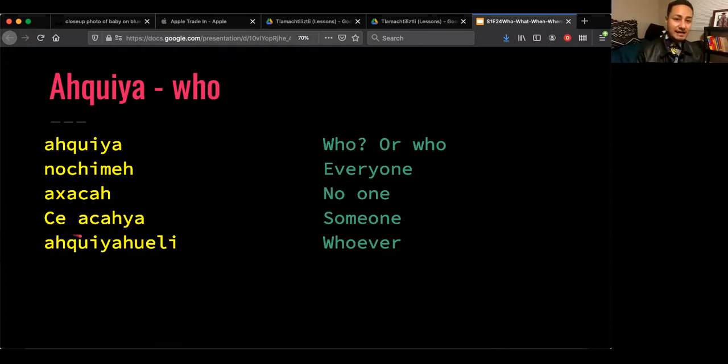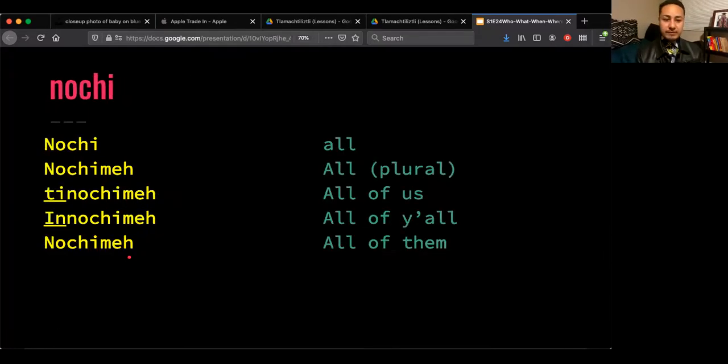And Nahuatl does also have a way to say whoever. So in Nahuatl, whenever you want to say like whichever or whoever, except for some exceptions, you're going to add weli. So ahquiya weli is whoever. Adding this weli makes it like whichever, whoever, wherever, etc. Ahquiya weli, whoever.